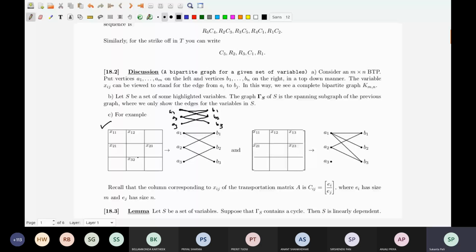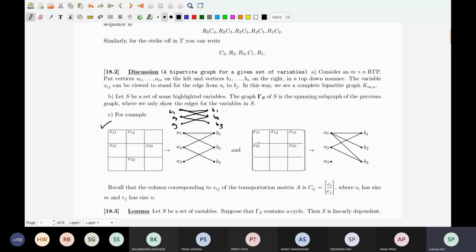Okay. Similarly, here is another set of variables in the second one: x11, x12, x13, x21, x23. This is another set of 5 variables. You could have taken a set of 7 variables also, it is okay. Because it is a 3x3 matrix, if you take all the variables, then what you will get is K33, the complete bipartite graph. Doesn't matter. So this is how you draw a graph.